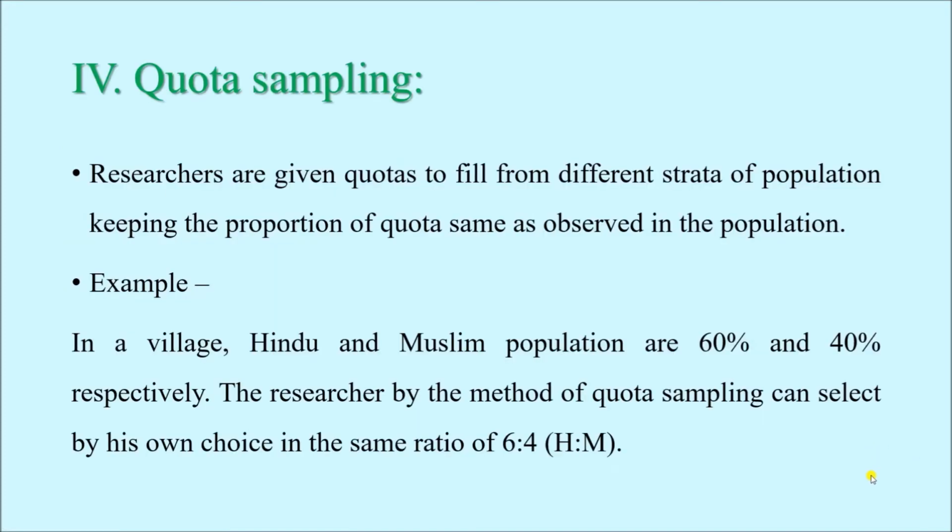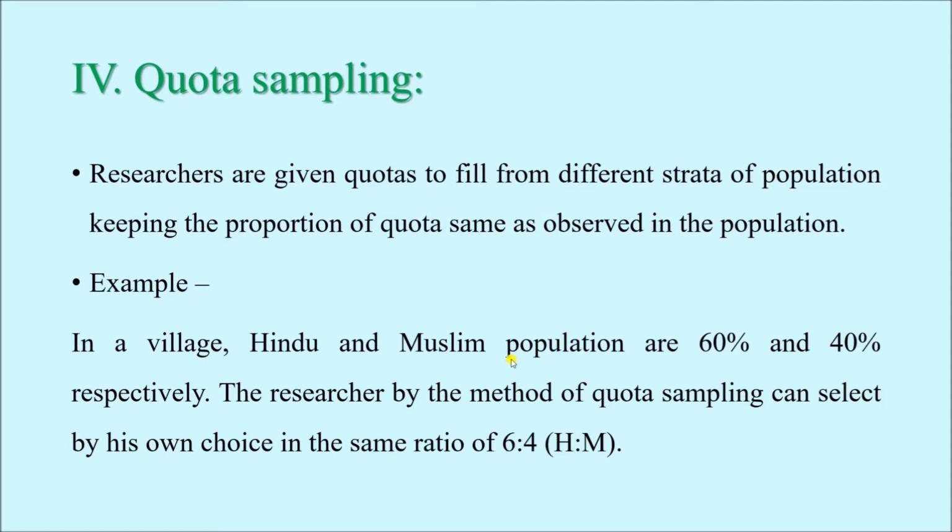The next technique is quota sampling. Here the researchers are given quotas to fill from different strata of the population, giving the proportion of quota the same as observed in the population. So it may sound a little bit complicated. Let me give you an example.